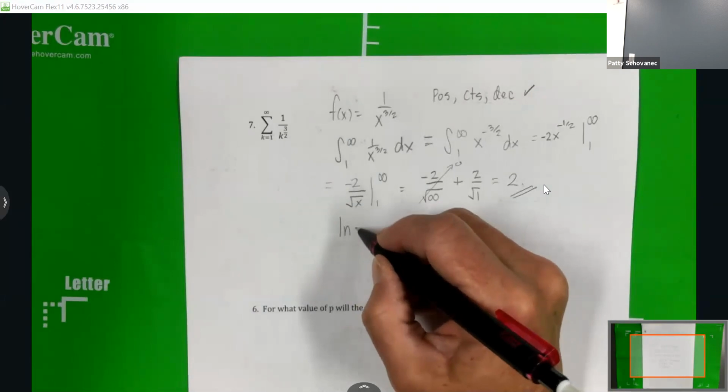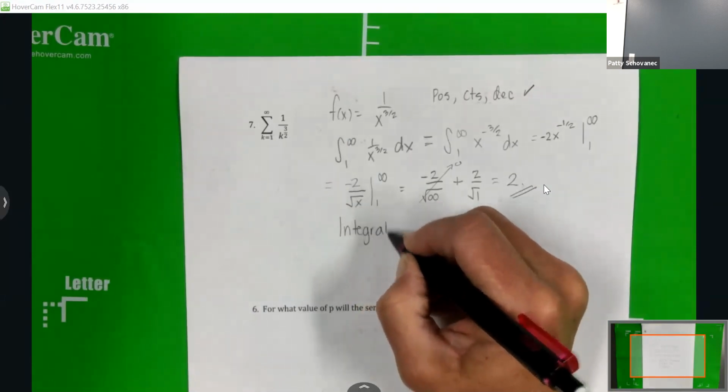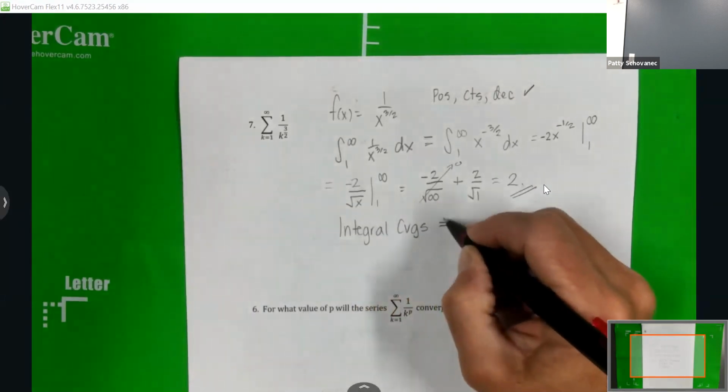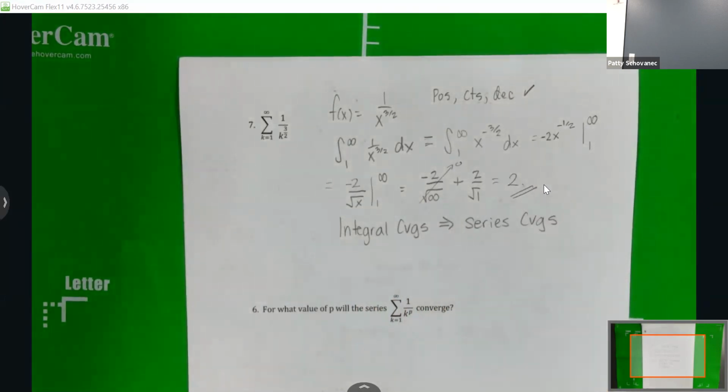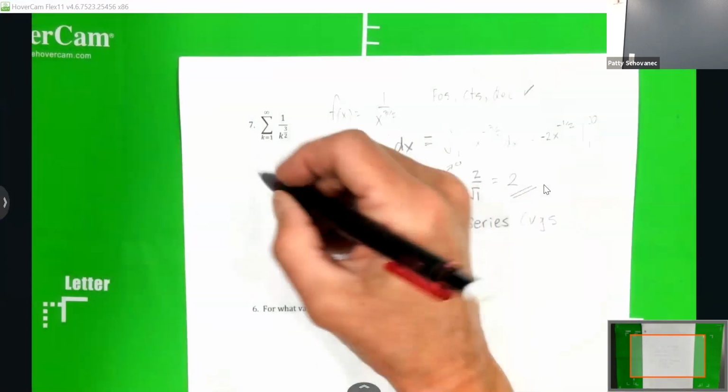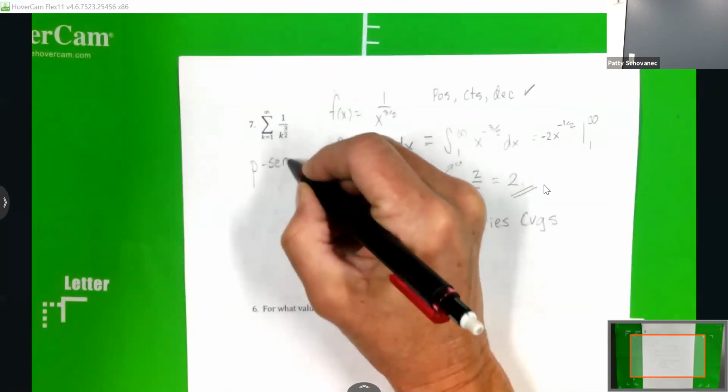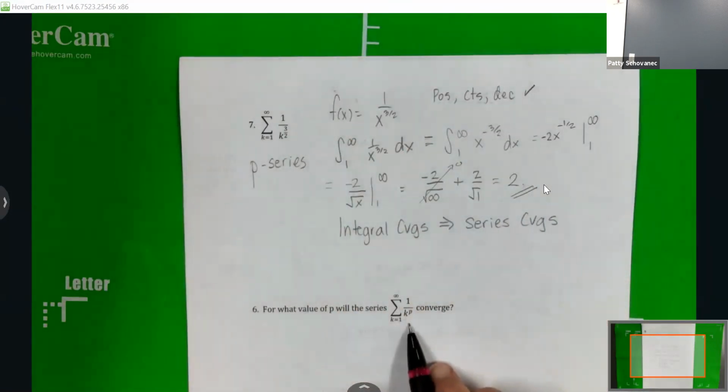So our conclusion is that the integral converges, which implies the series converges. This particular series has a name. It's called a p-series. 1 over k to the power of p is a p-series. And the size of p is going to tell us immediately if this thing converges or diverges. In this example 7, p was 3/2.